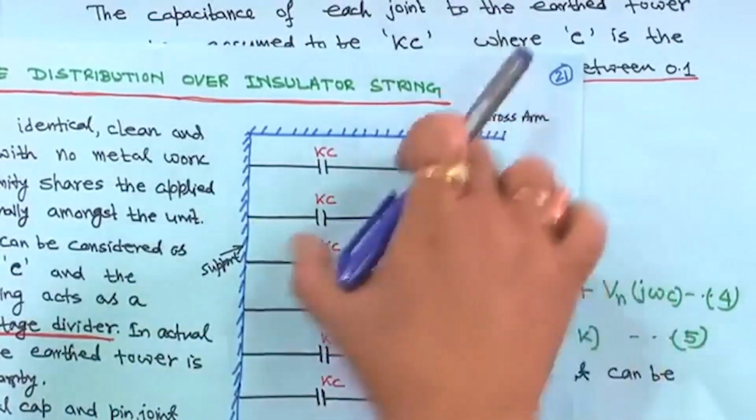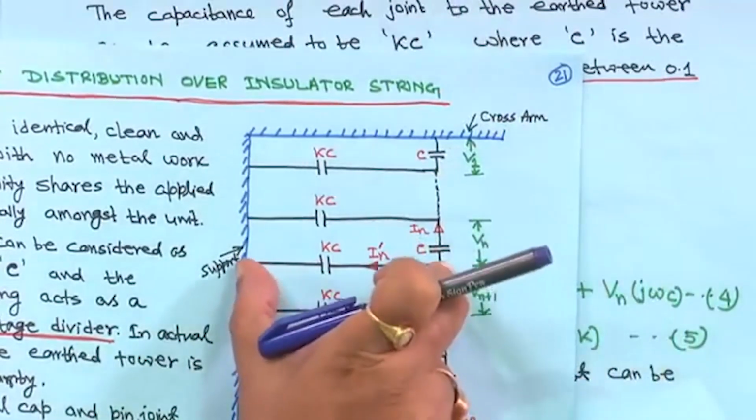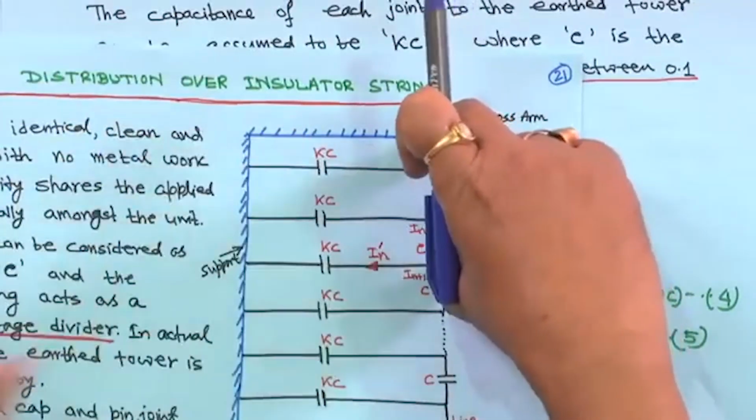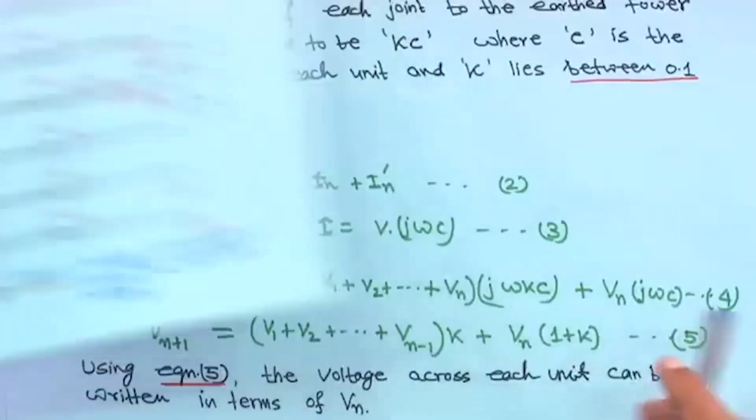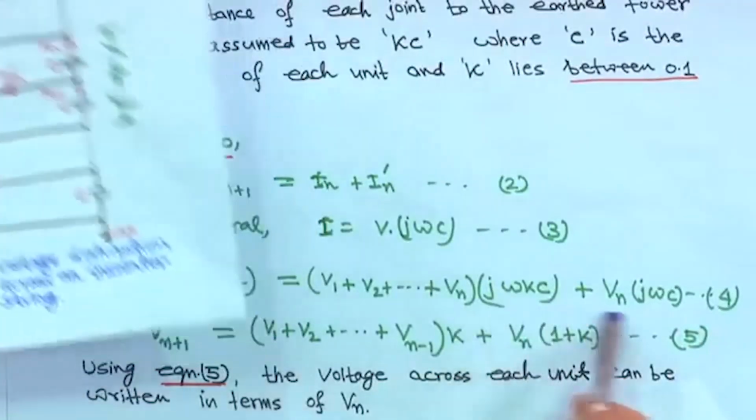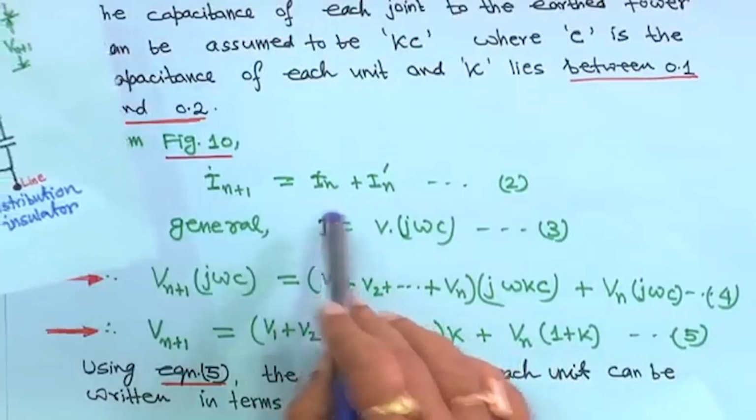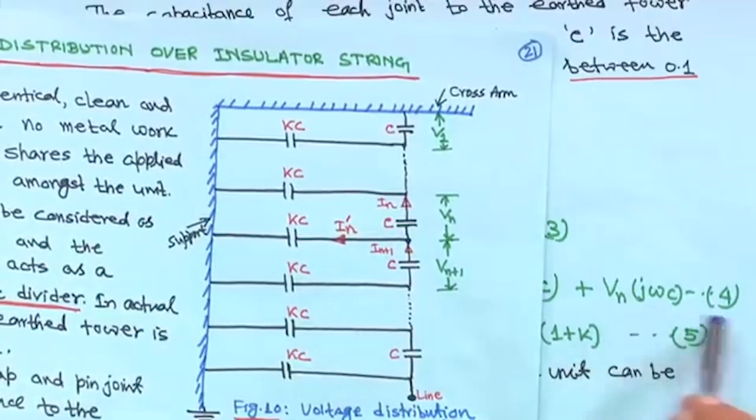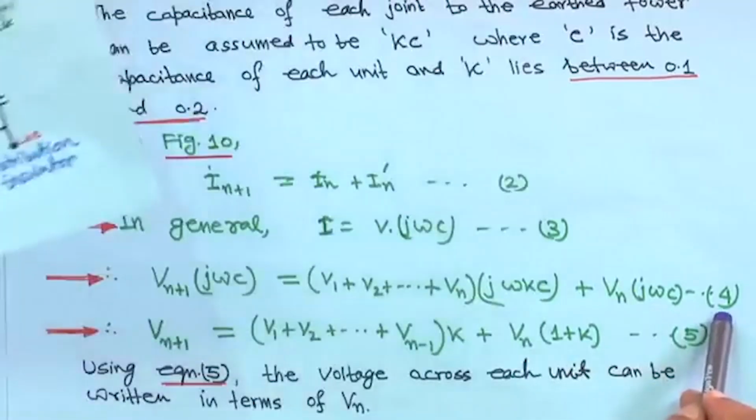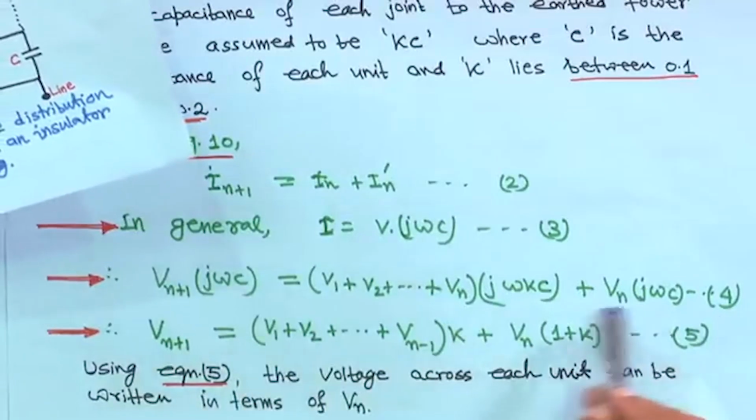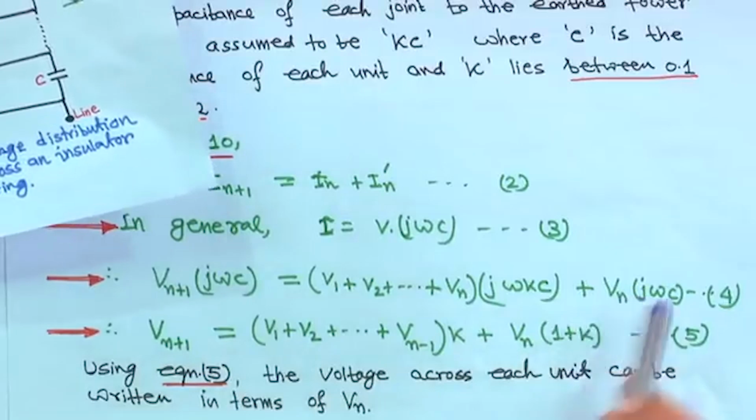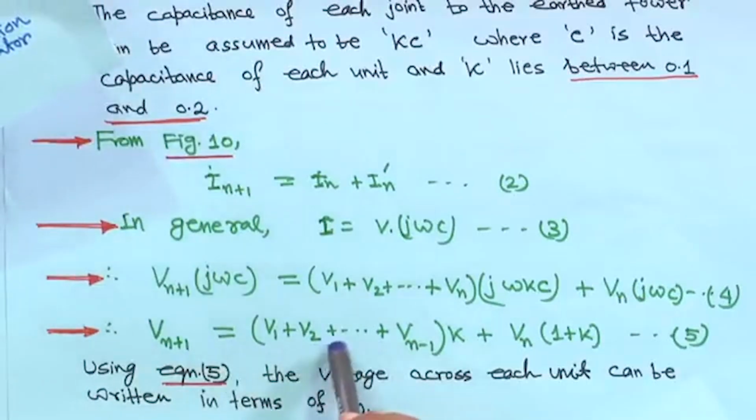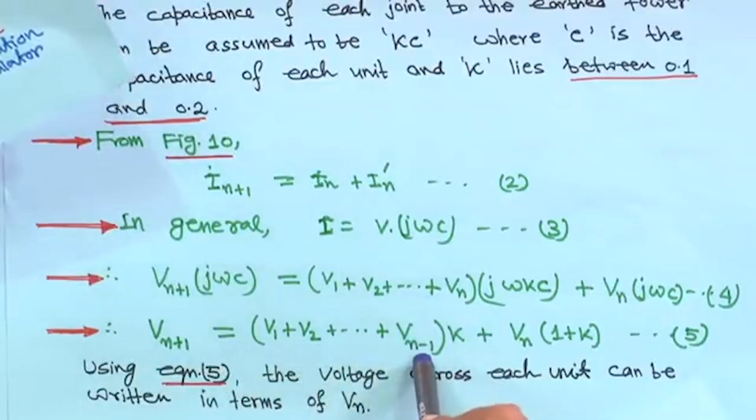So, the whole voltage across these two points, the tower being common, is what we are writing as j omega kC. Then I am writing In, this In is equal to Vn j omega C, this is equation 4. Now j omega C on both sides cancels. Then we write Vn plus 1 is equal to Vn, V1 plus V2 up to Vn minus 1.